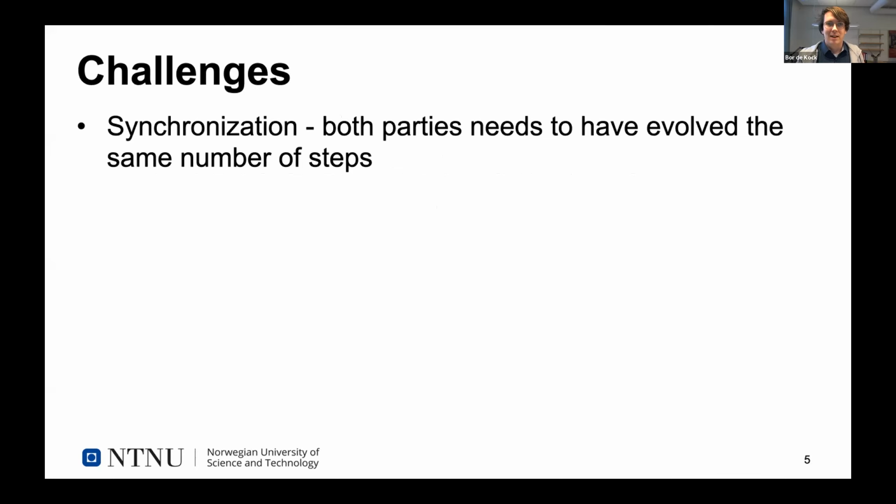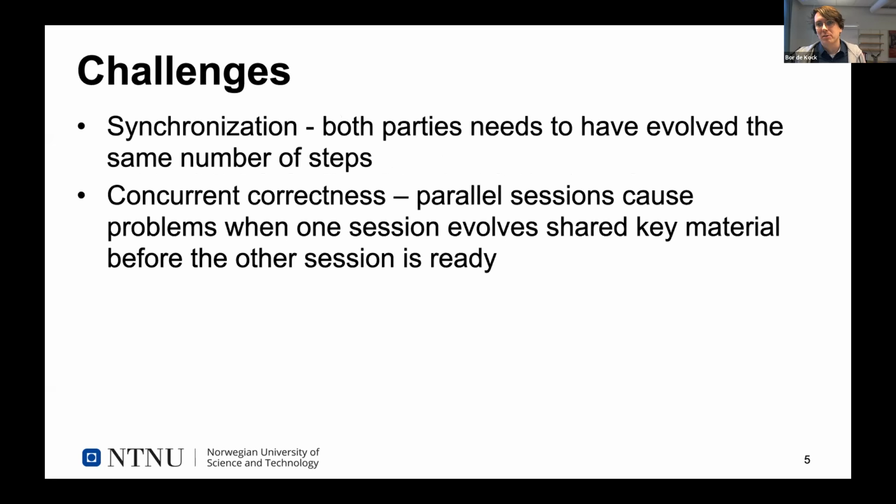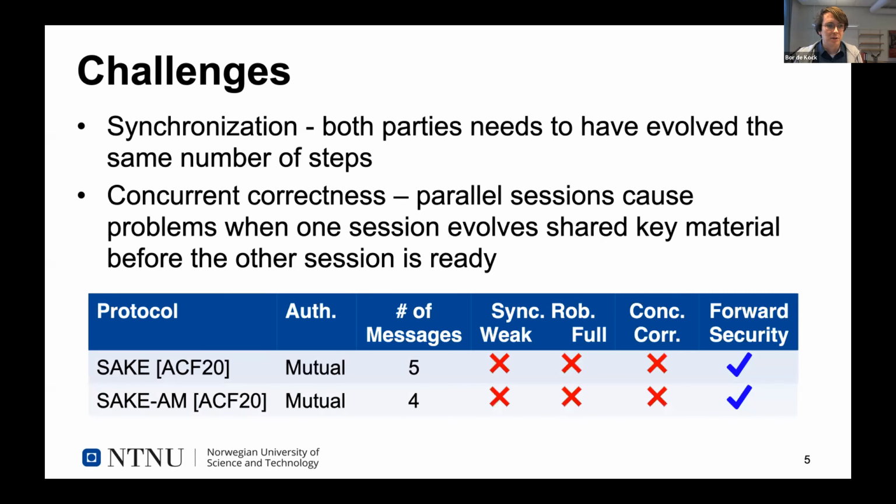There is some property called concurrent correctness, which means that parallel sessions, where one session has evolved the shared key and the other has not, might mean that the key material is not usable for the second session. Or more than two. So in previous work, there are most notably two protocols called SAKE and SAKE-AM. Both are from Avoyant et al. in 2020, and they do not obtain these properties that we define in our security model.